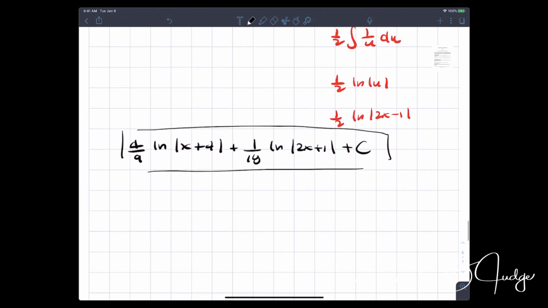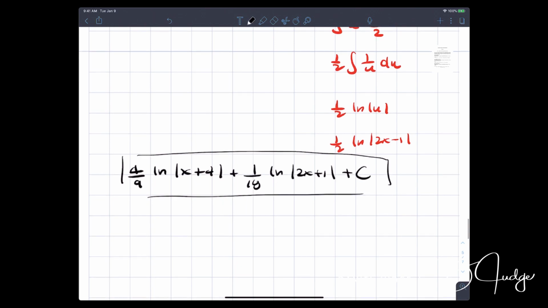So double check the work. You guys are really good at doing that. You guys are really good at double checking and finding a little bit of the errors here. The coffee is starting to kick in.